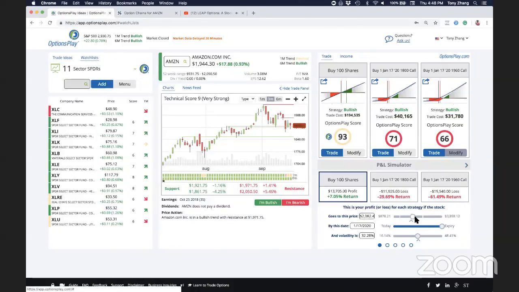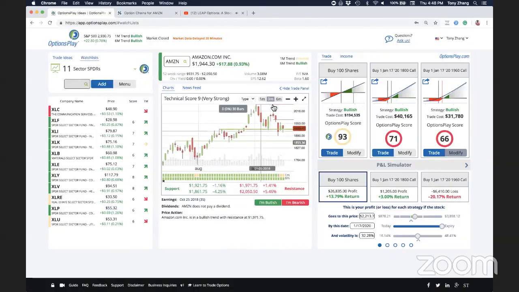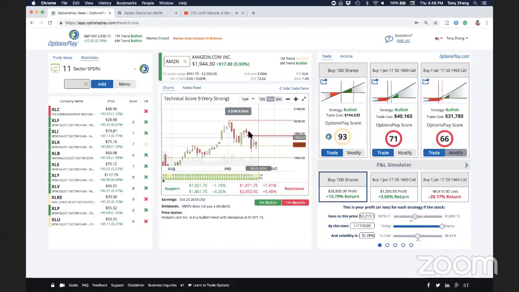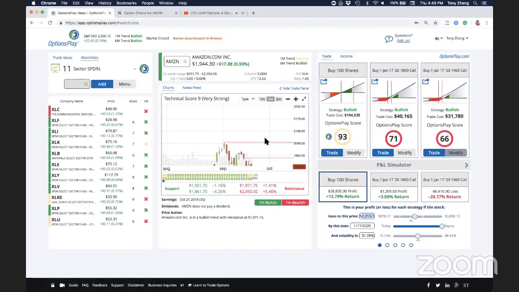Now, let's take a look at what happens if the stock goes higher. Amazon's trading at 1944. If you're owning this stock long term, I would expect that you would think the stock's going to go at least above the price that it was at just a few weeks ago, 2050. So let's say you think the stock's going to go to 2100 or 2150. Let's take a look at how these strategies perform.